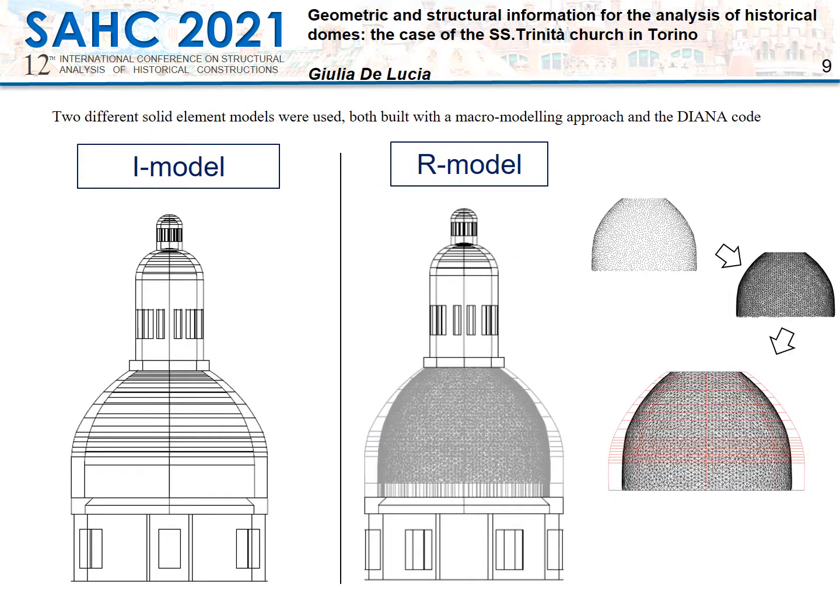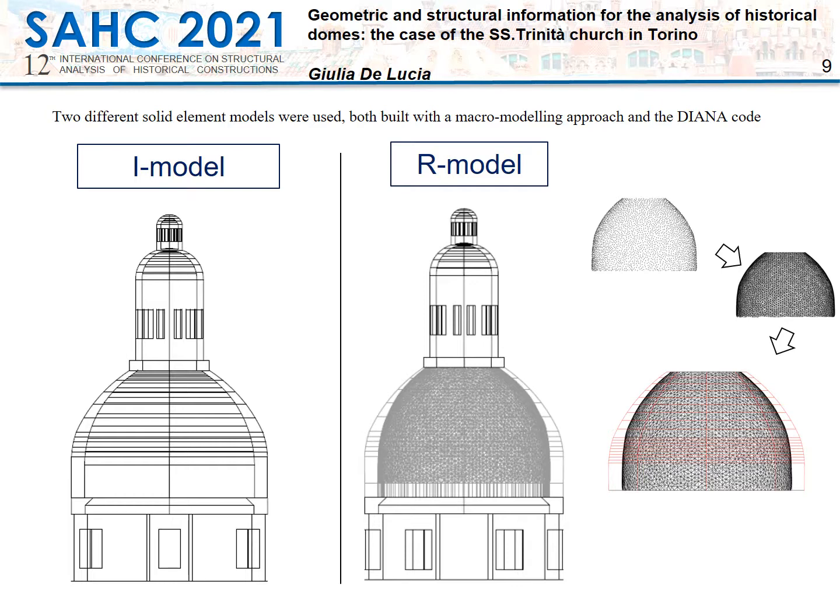In order to investigate the structural behavior of the dome-drum system, structural analysis on a numerical model had to be carried out. Two different solid element models were used, both built with a macro-modeling approach and the Diana code. The first model is an elastic linear model representing an idealized configuration of the dome, without defects or deformations, Model I. The shape of the dome was created with a simple revolution solid of the profile section obtained from the archive drawing. Then the model was completed with the drum and the lantern.